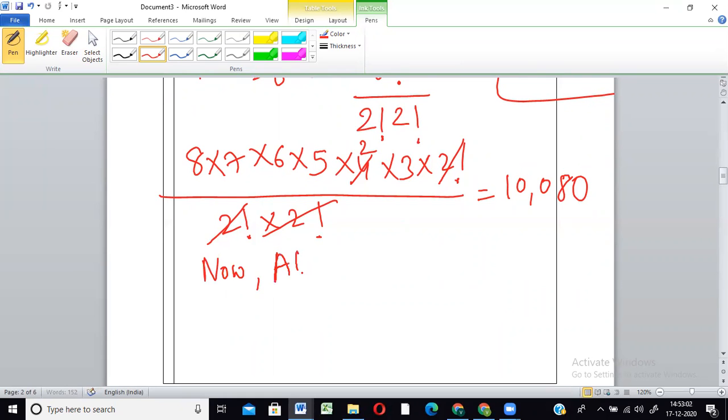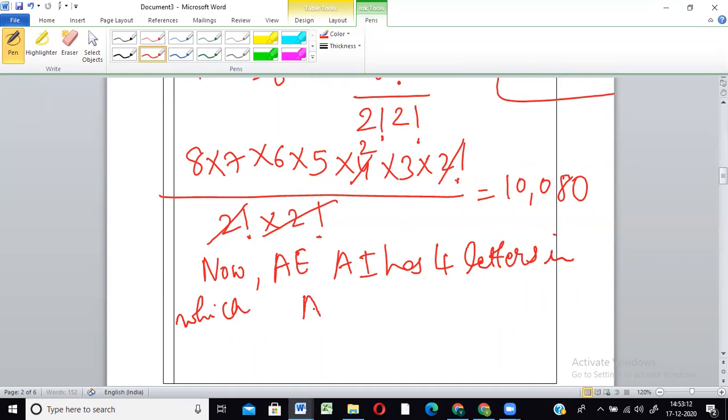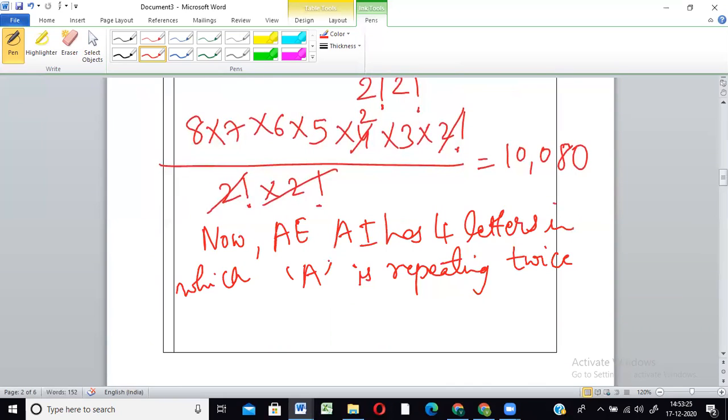Now, A, E, A, I has four letters in which A is repeating twice, right? So now we're going to use the same thing that we used over there. So A, E, A, I, which has got four letters in which A is repeating twice. So here also, write it just like we did for the above thing.